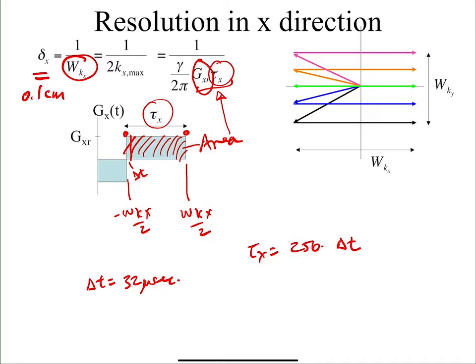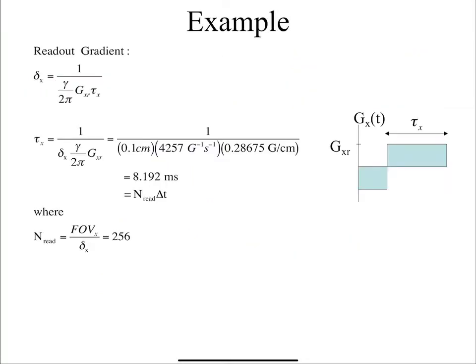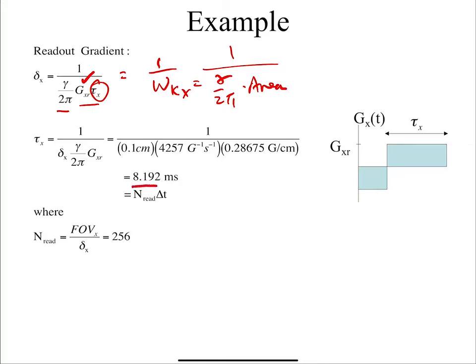All right. So let's do that. So here, delta x is equal to 1 over WKX, right? And that's just equal to gamma over 2 pi, so that's 1 over gamma 2 pi times the area, right? So that's gamma 2 pi, and that's the area here, right? We already solved for GXR, so now we can solve for tau sub x. And it turns out that if you solve for that, you get 8.192 milliseconds, which is exactly equal to 256 delta t.